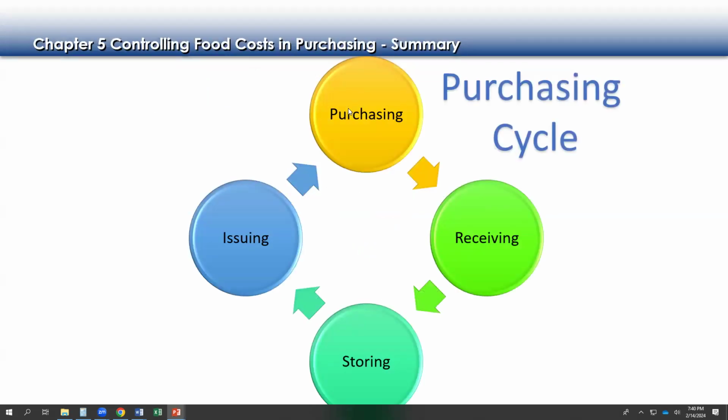So, cycles. What is a cycle? Something that goes around, right? It repeats itself over and over again.